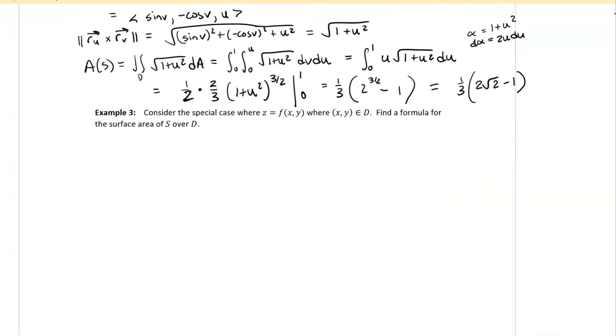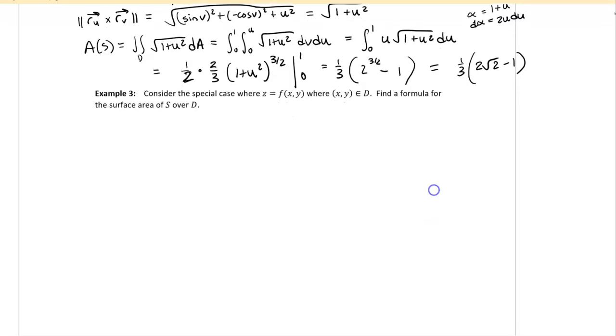All right, example 3. We'll do one more for this video. I think I have just enough time to fit this one in before this cuts off, and then I'll have a very short video for the last page.